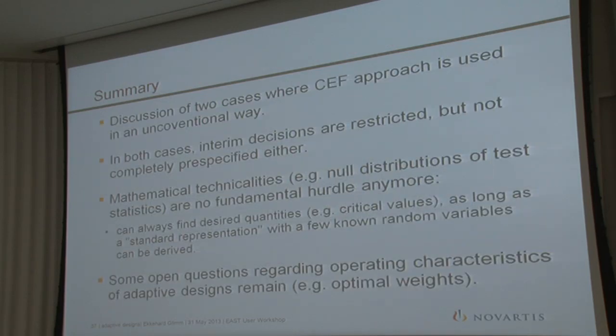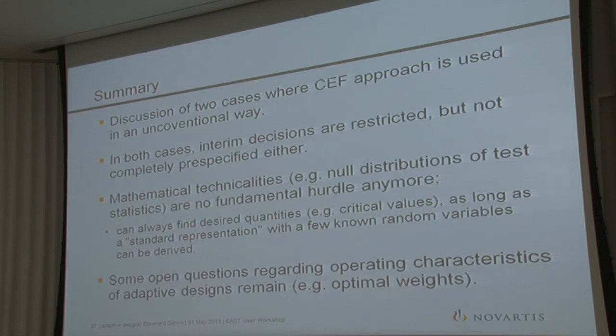Right. So this summarizes my talk. What I've tried here was a bit of a test balloon. I've discussed two cases where I would say the conditional error function approach is used in a bit of an unconventional way. The thing that combines these two cases is that in both cases, our interim decisions are restricted, but not completely pre-specified either, so this middle ground.